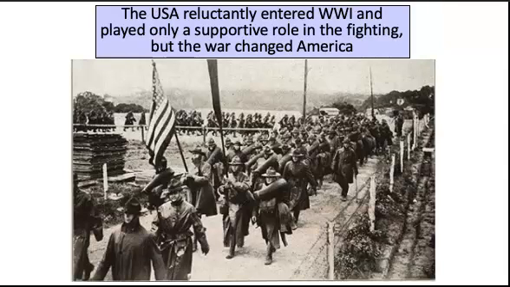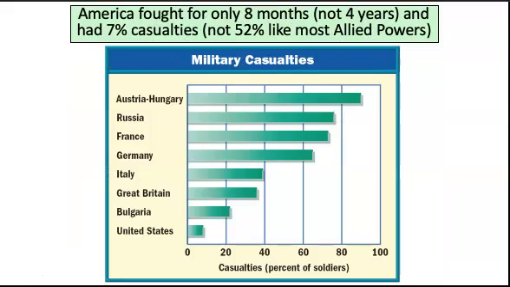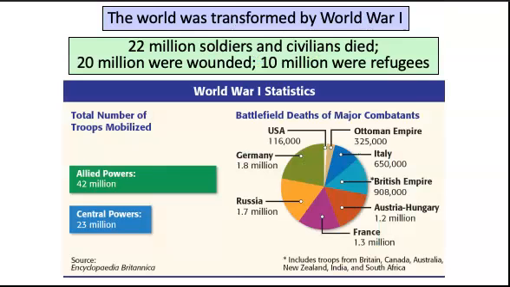The U.S. reluctantly entered World War I and played only a supportive role in the fighting, but the war changed America. One of the ways that the war changed America was that even though we had only fought for 8 months, not the 4 years like many other European nations had fought for, and we only had 7% casualties, not the 52% like most Allied powers, we still had a large number of Americans killed during this war. In total, our total battlefield deaths was 116,000 in just 8 months.